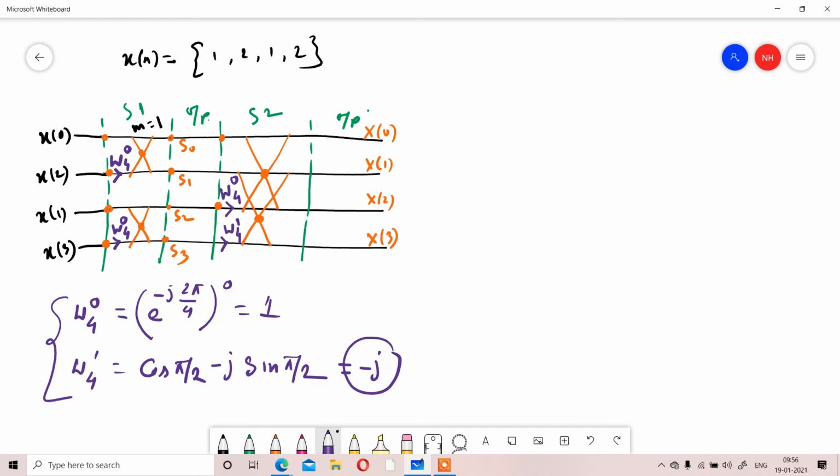So can you calculate the value of X0 to X3 from here? You know the small input values x0 to x3 as 1, 1, 1, 2, and you know the values of W. So can you calculate capital X0 to X3? I'm giving you 5 minutes. Just calculate it and tell me what the result should be.